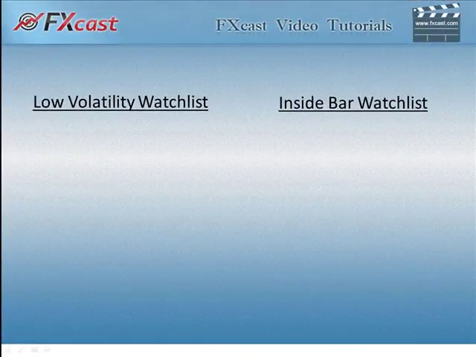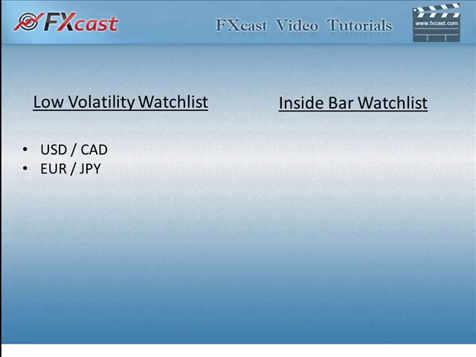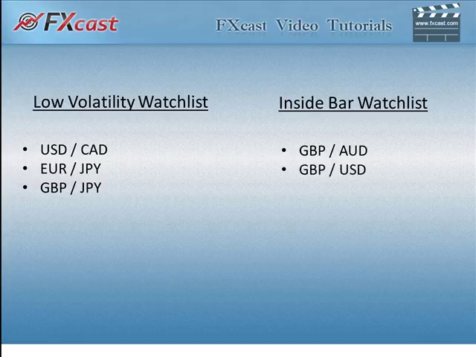Okay, right now, setting up for our low volatility watch list is the dollar Canadian, the euro yen, the pound yen, and on the inside bar watch list, we have the pound Aussie, the pound dollar, and the New Zealand Canadian. Let's go take a look at the economic calendar.